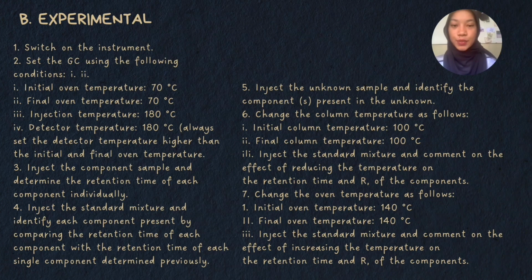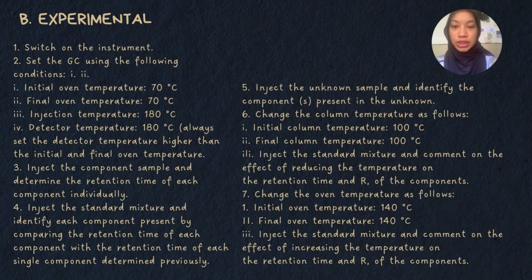Next is the experimental part. First, we switch on the gas chromatography instrument. Then we set the gas chromatography with this setting. After the settings are done, we inject each component sample one by one to find out their retention time. Next, we inject the standard mixture. We compare the retention times of the mixture with the single components to help us identify them.